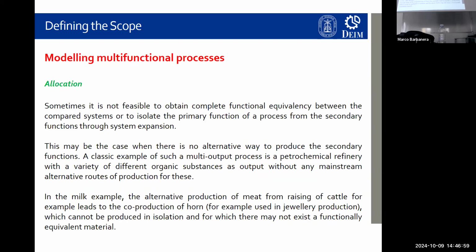Instead, the other method to model a multifunctional process according to the ISO standard is called the allocation procedure. The allocation procedure is an alternative way to divide the environmental impacts between the main product and the byproduct.